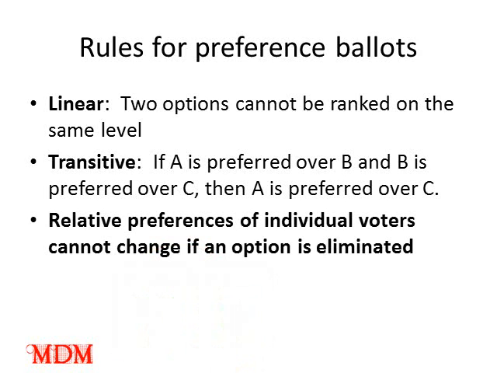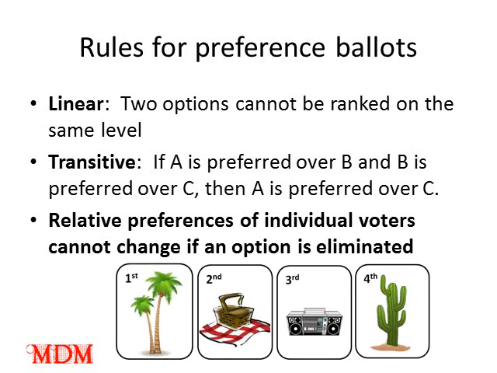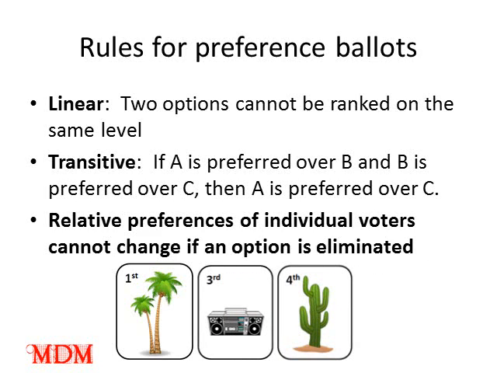Another interesting rule for preference ballots is that relative preferences of an individual voter cannot change if one or more options is eliminated. In our example, let's say that Sally voted in this order: tropical, picnic, 80s music, and fiesta. Now the boss has decided that picnic is definitely out of the question. Sally's relative preferences will not change with this alteration to the overall choices. Her ballot will still indicate that she prefers tropical over 80s music over fiesta.